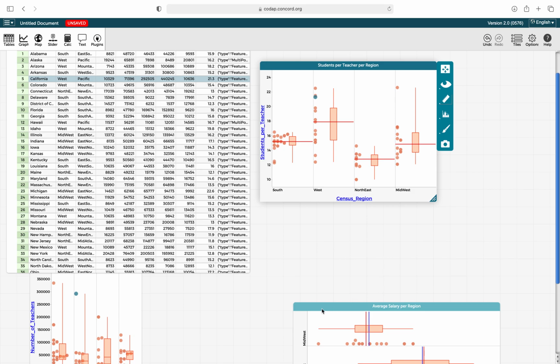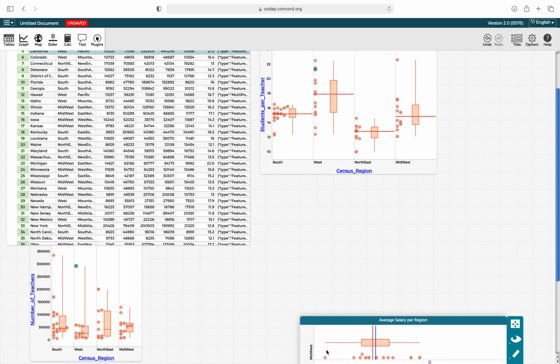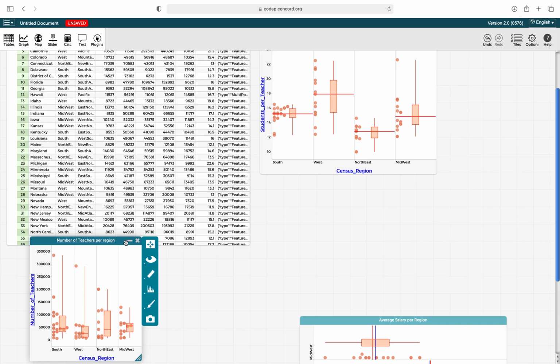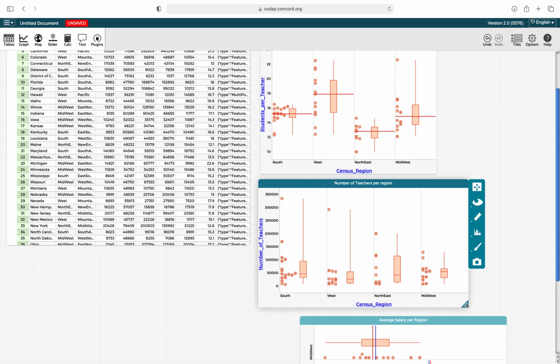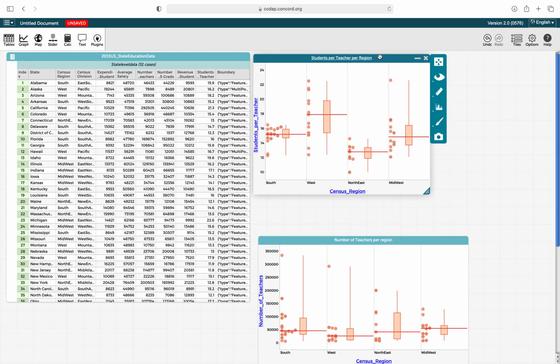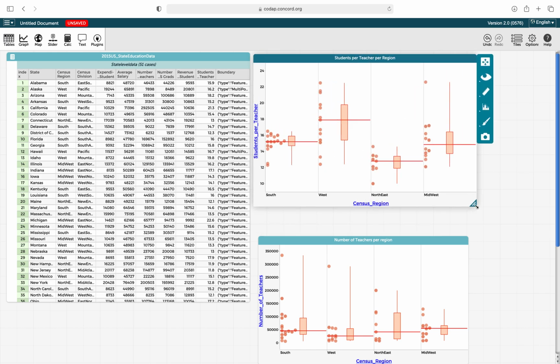And the second graph that I'm going to make, or that I have made, is named numbers of teachers per region, which would be this one. You can make it bigger. Once again, I have put number of teachers on the y-axis and census region on the x-axis, and then I've added a box plot, and I will add in the median just to extend the line once again. For the first part of this question, we're going to focus on students per teacher per region.